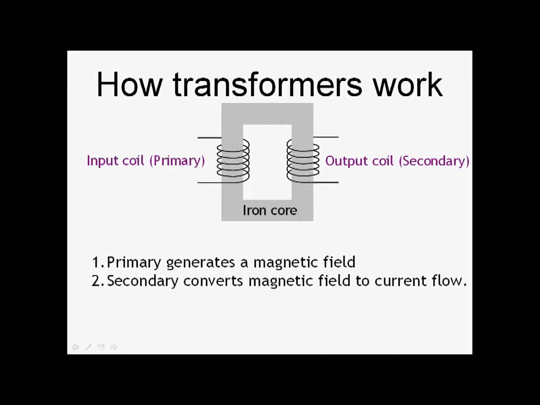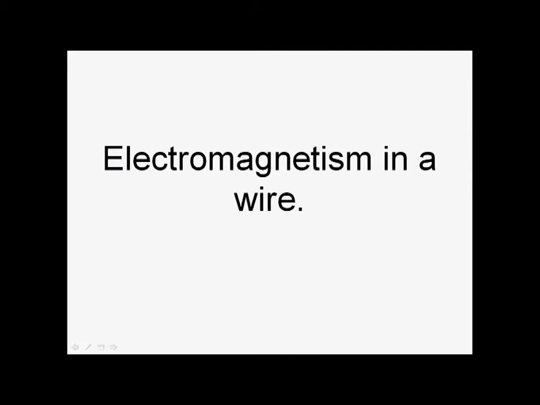The basic transformer construction consists of a primary coil magnetically linked via an iron core to a secondary coil. The primary coil generates a magnetic field, and the secondary coil converts that magnetic field back into a flow of current, or a voltage. So if we look at what goes on in a wire when we pass a current through it.